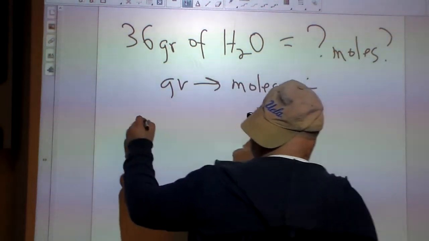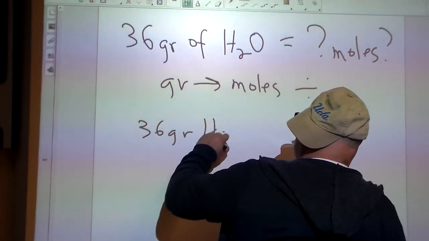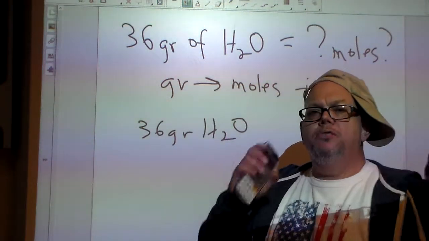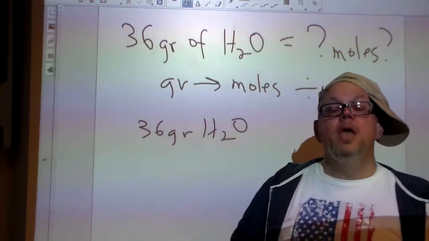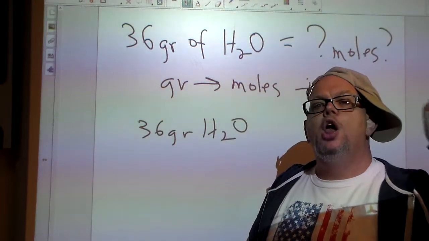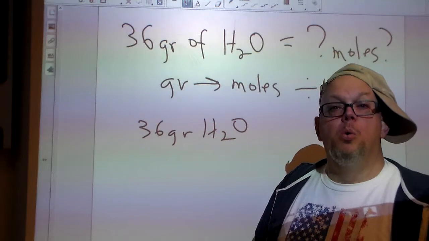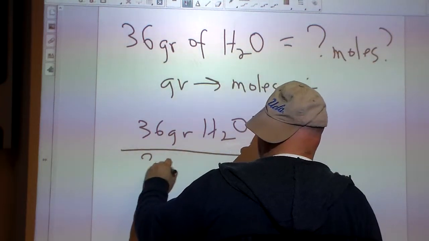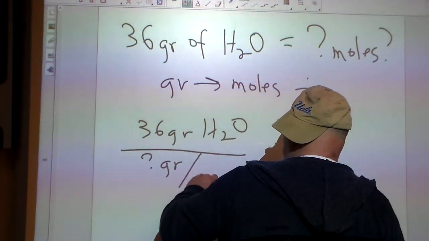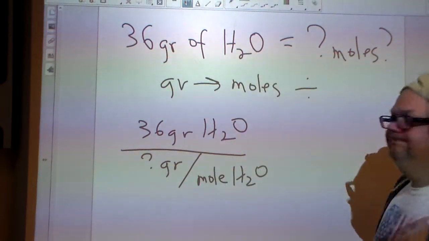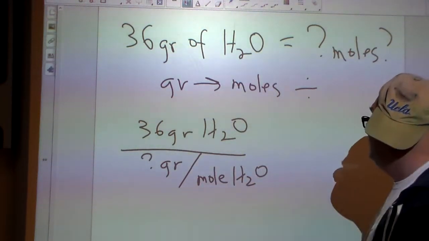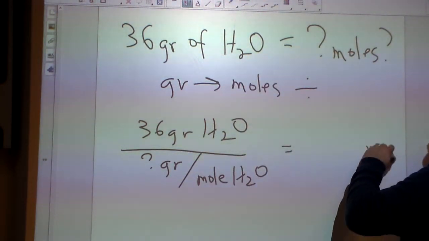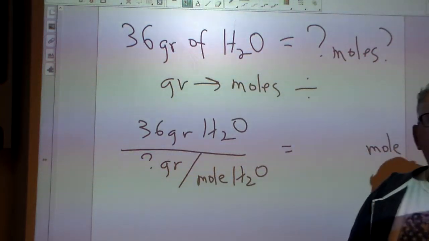Well, we've got 36 grams of water, but we've got to figure out, wait a minute, how do we go from grams to moles? Well, we've got to divide, but divide by what? We're going to have to divide by how many grams there are in a mole of water. So we have to figure out how many grams there are in 1 mole of water. That's really what this is about. And if you do all your division, you'll notice that you end up with mole as your final unit for the answer.